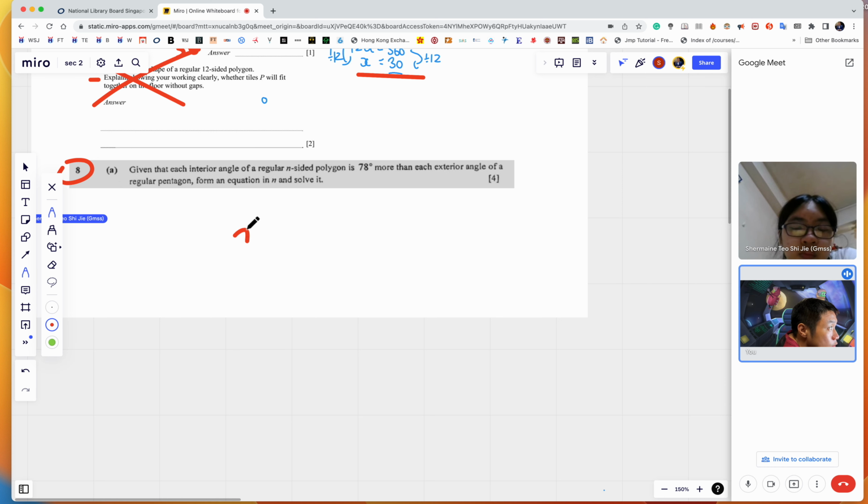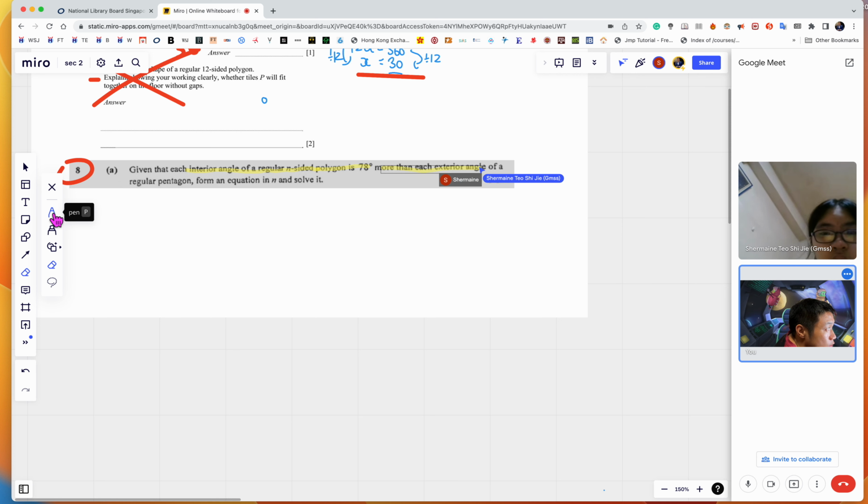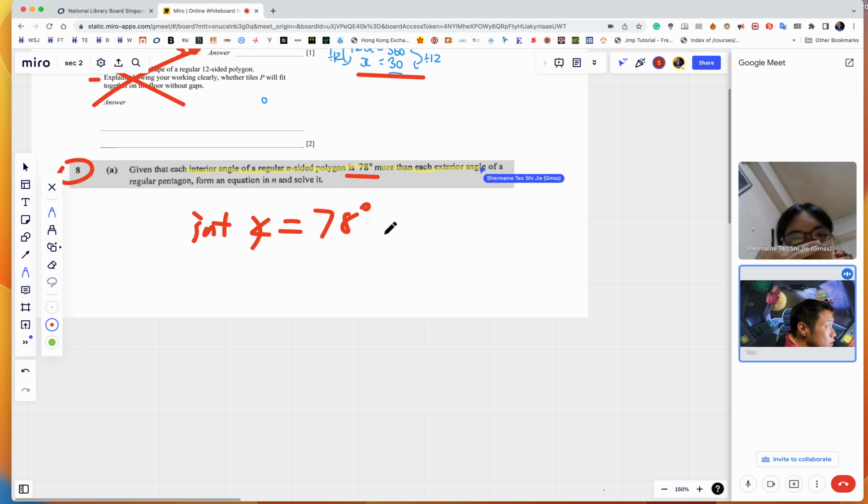So if the interior angle over here, can you write down, okay, can you highlight the statement you need to write down so that you can use the statement to form a formula? Interior angle 78 more than. Okay, so in short, all you need to highlight is interior angle is equal 78 more than each exterior angle.